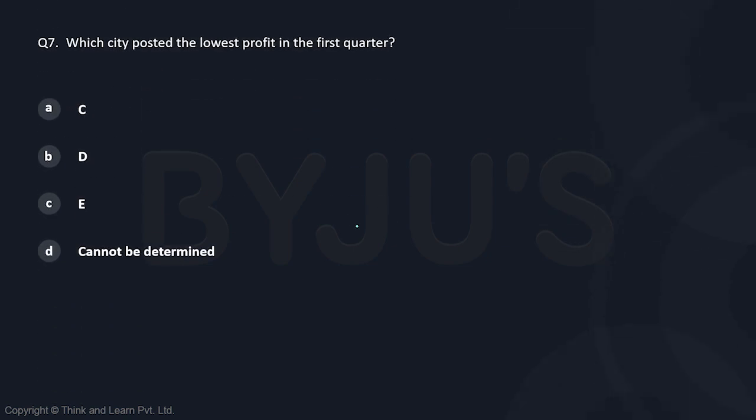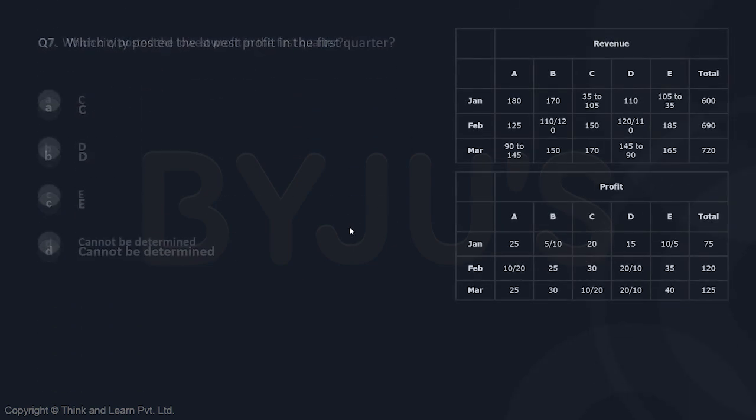Here it says which city posted the lowest profit in the first quarter. Let's see who has posted the lowest profit. The profit of A is 25 plus 25, that is 50, plus 10 or 20, that is equal to 60 or 70. For B, it is 25 plus 30, 55. 55 plus 5 is 60.